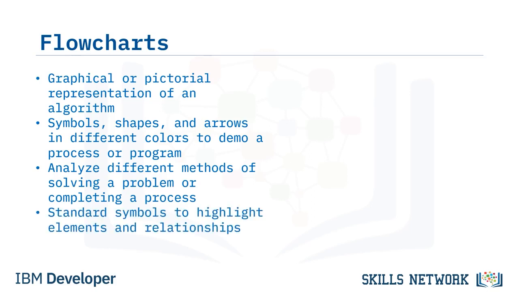Several standard symbols are applied in a flowchart, and you can easily highlight certain elements and the relationships between each part in the process. Some traditional flowchart shapes used for programming concepts are start-end, a capsule, process, a rectangle, decision, a diamond, data, a parallelogram, and connectors as arrows.